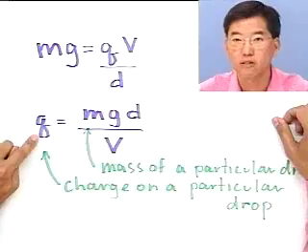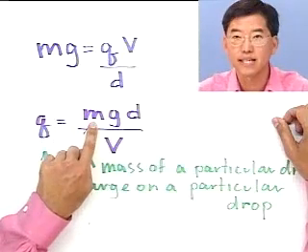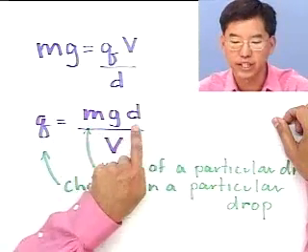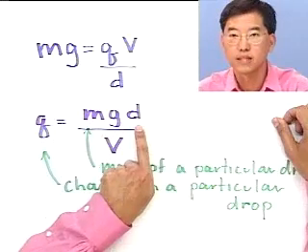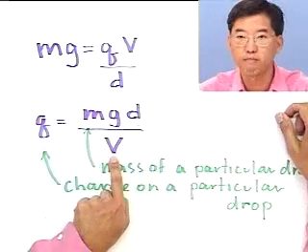Now we can solve this for Q, the charge on a particular oil drop, and it's equal to the mass of a particular oil drop times the gravitational constant, which we know, times the distance between the plates, which we know, divided by the voltage, which we know.